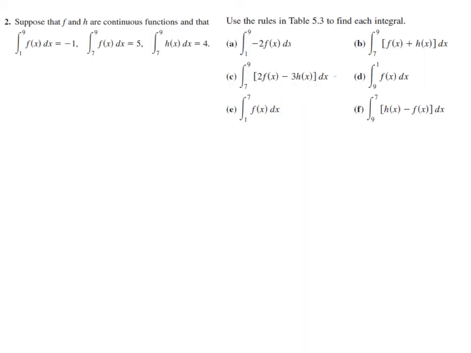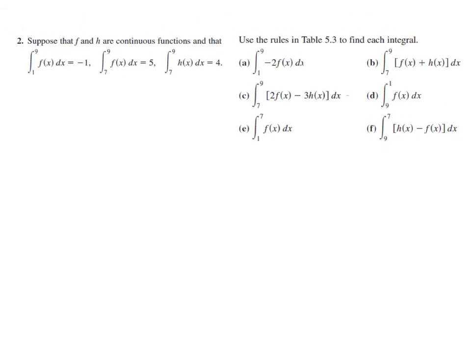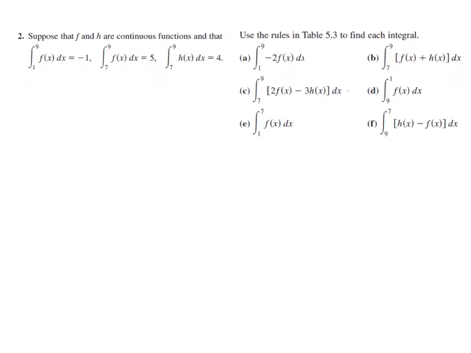So let's do properties. All right, so now I'm not going to be given a function here, but I'm going to be given some information. So I know that the integral, and this is off of my screen, give me a second here. All right. The integral from 1 to 9 of f of x is negative 1. The integral from 7 to 9 of f of x is 5. And the integral from 7 to 9 of h of x is 4. So I don't know what these functions are, but I know what their definite integral values are on certain intervals.